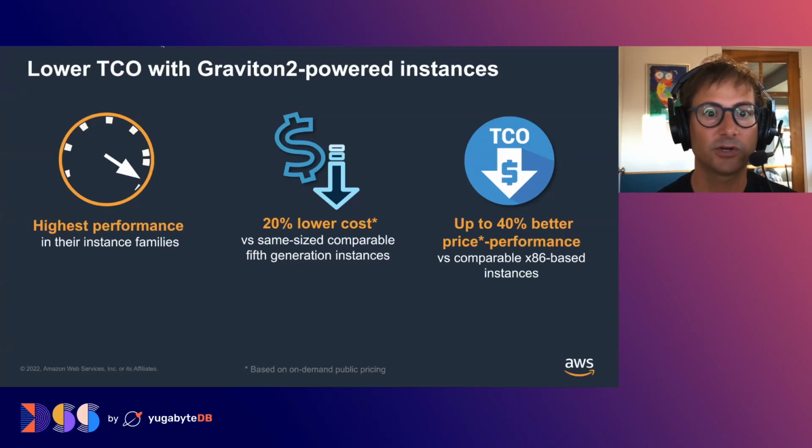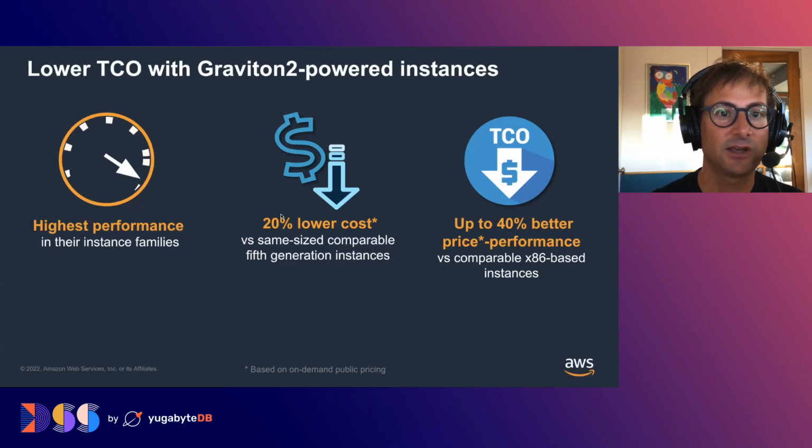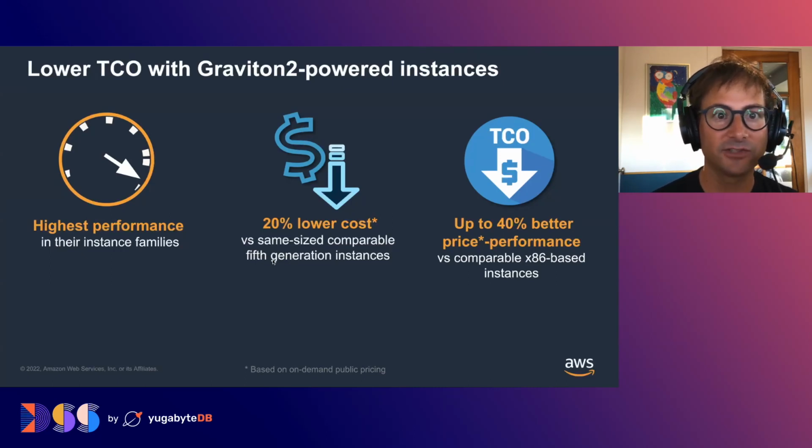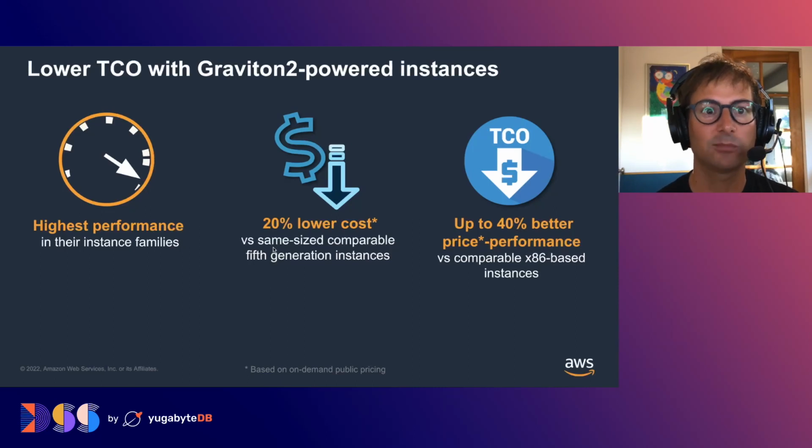So for example, if you compare a C5 in a given size, let's say a C5 4XL to a C6G 4XL, so one is an x86 processor, the other one is a Graviton one, the Graviton is going to be 20% cheaper. And that's the same for each and every size, the same for each and every family. So you have that 20% and you always get it. The second part is the performance gain that you may or may not have, depending on how much optimized your application has been for the ARM64 architecture.